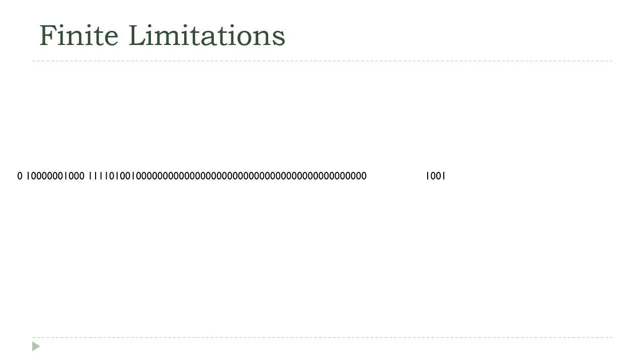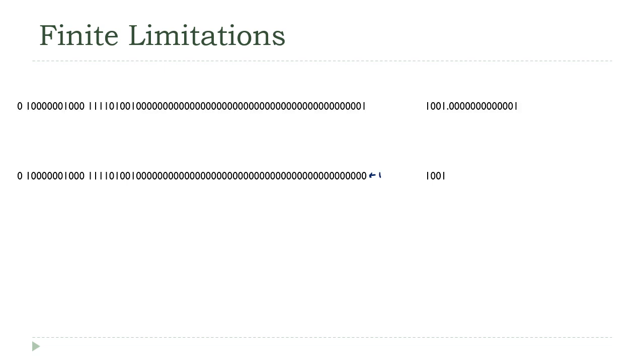So what's the next number up from this using our binary system here? Well, to get the next highest number, I want to add the smallest possible value to our binary number. So that's going to mean taking this final digit and turning it into a 1. If I do that, I get this for my new number. And this is equal to 1001 point, a whole bunch of zeros, and a 1.